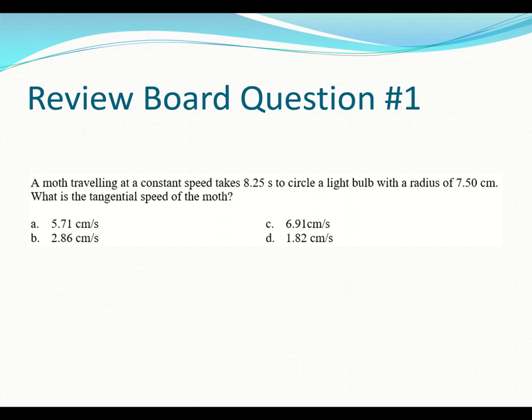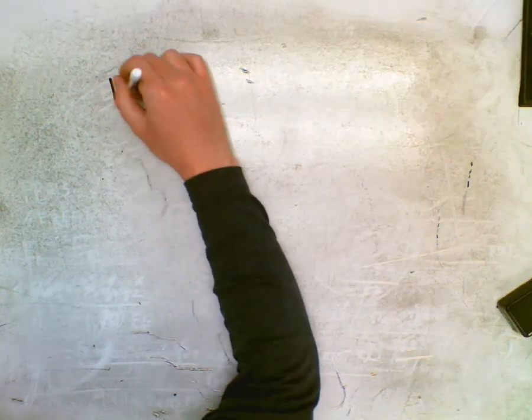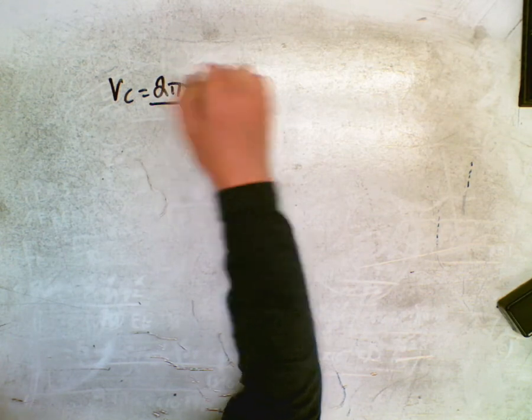Okay, let's start off with some review board questions. A moth is traveling at a constant speed of 8.25 to circle a light bulb with a radius of 7.5 centimeters. What is the tangential speed of the moth? Well, this one's pretty straightforward. v_c equals 2 pi r over t.